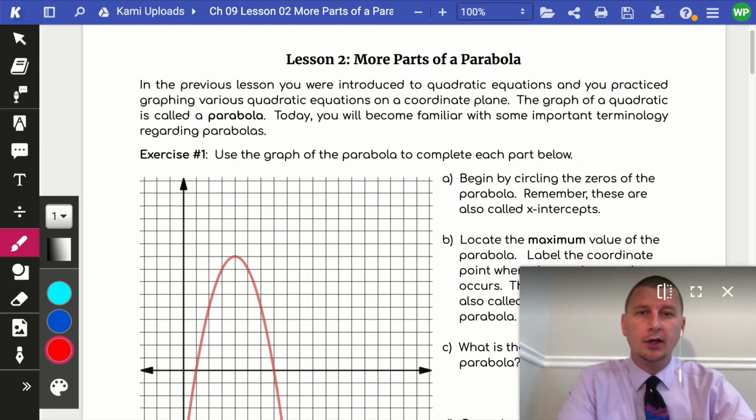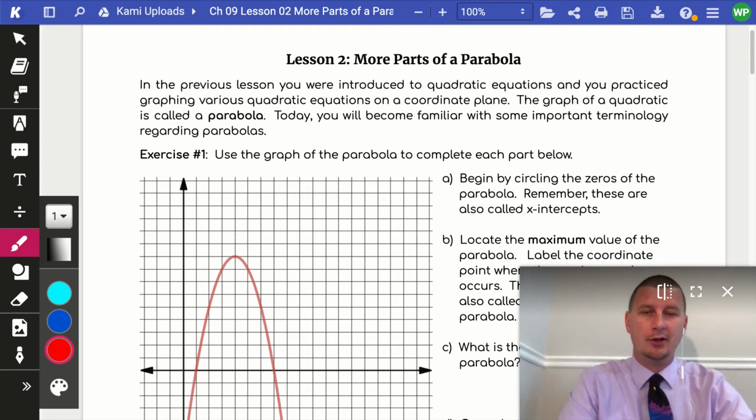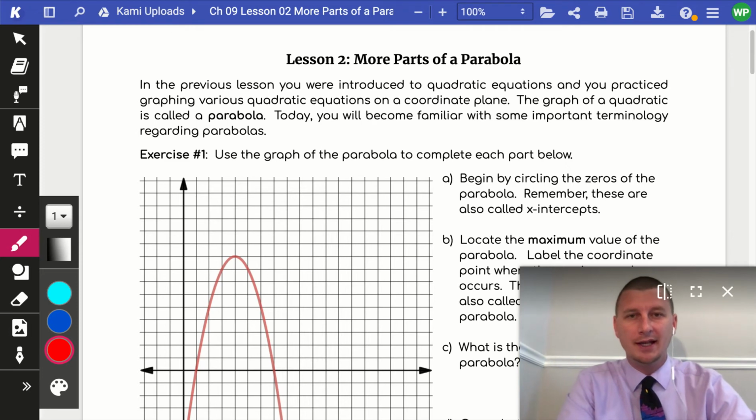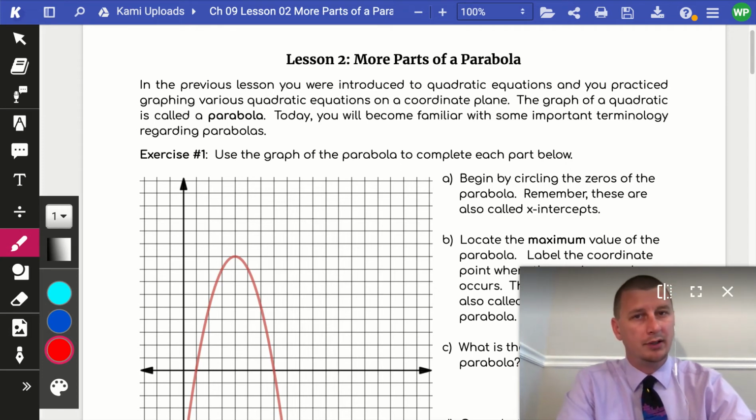In this video we're going to look at lesson number 2 in chapter 9, which is more parts of a parabola. We left off in lesson 1 with looking at the x-intercepts, or the roots of a parabola, and that's what we were introduced to in terms of quadratic equations. We practiced graphing various quadratic equations on a coordinate plane as well. But the graph of a quadratic is called a parabola, as we've seen before. Today you will become familiar with some important terminology regarding parabolas.